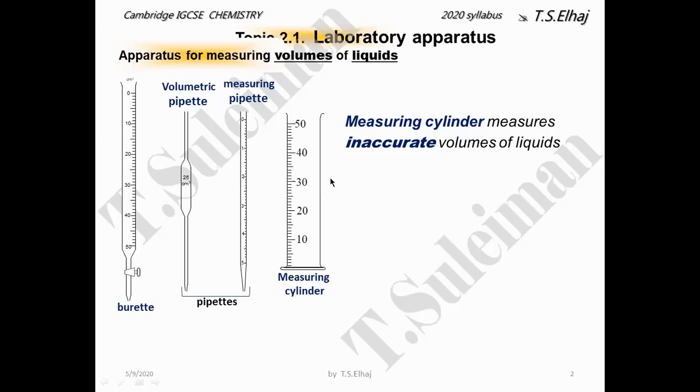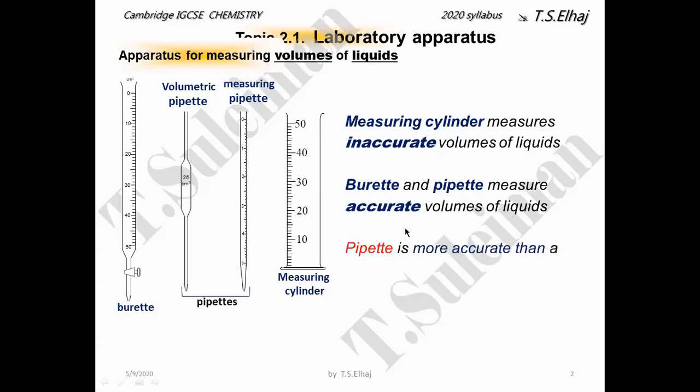Measuring cylinder. If you look at the measuring cylinder, it has a wide neck. Because of that, the measuring cylinder measures inaccurate volumes of liquids, while the burette and the pipette both have thin necks. Because of having thin necks, they measure accurate volumes of liquids, while the pipette is more accurate than the burette because of its thinner neck. So the pipette has a thinner neck, and because of that, it measures a more accurate volume. The neck of the pipette is thinner than the neck of the burette, as it appears here.